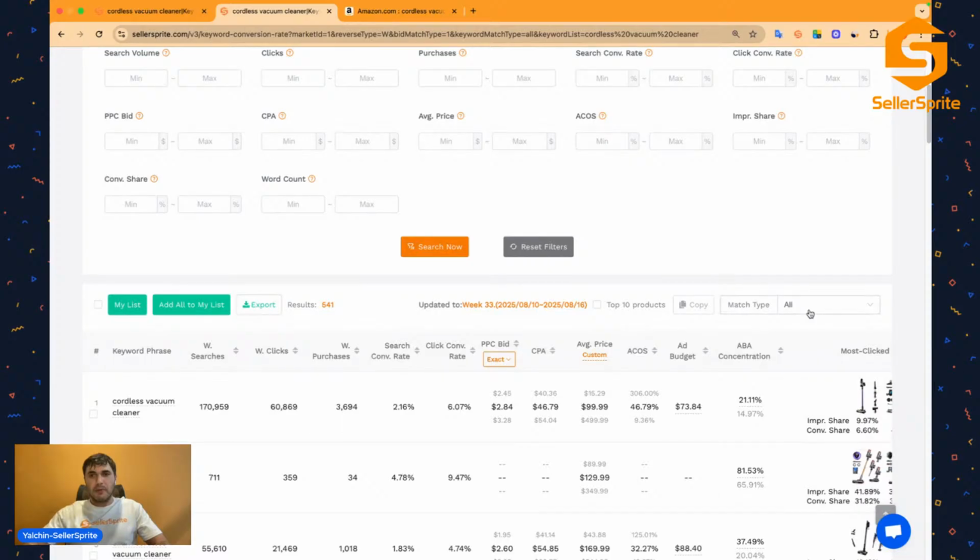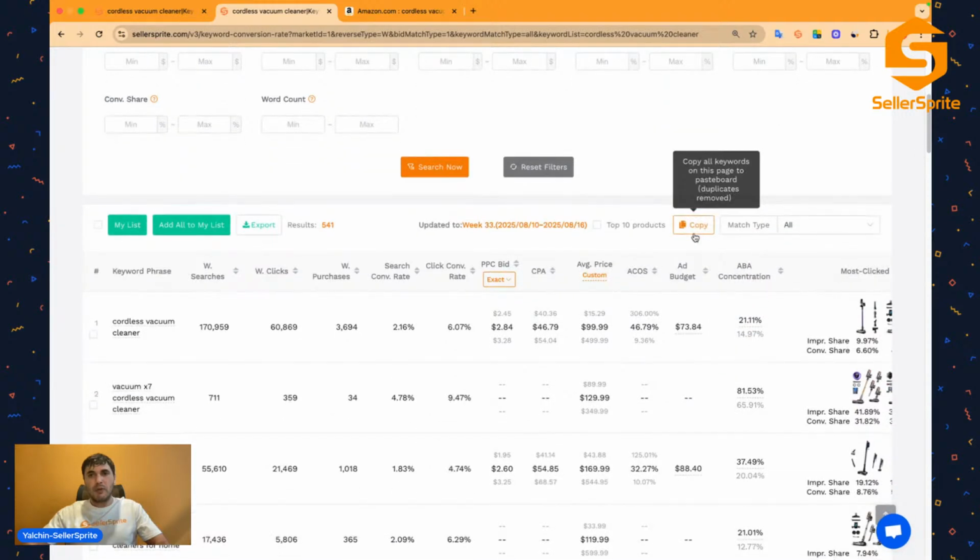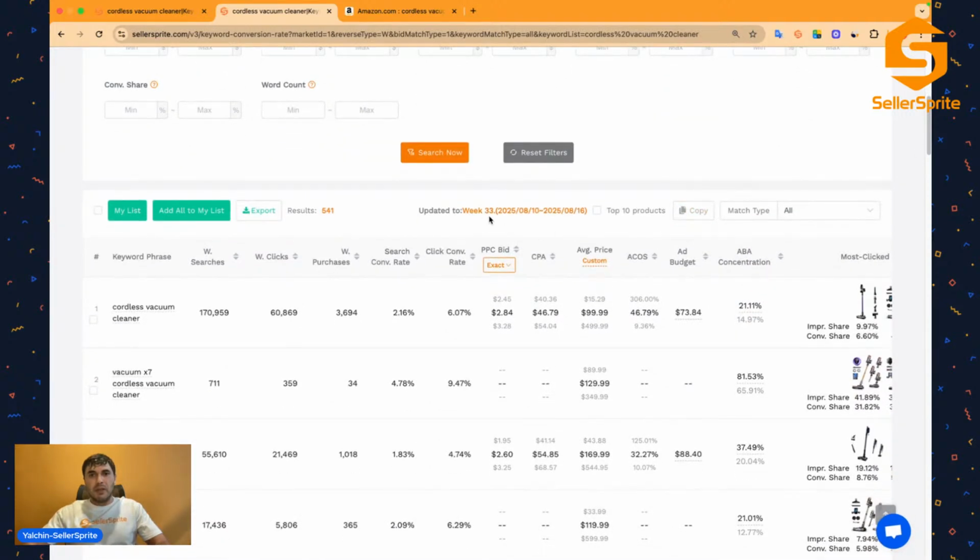Match type, from here we can select exact match, phrase match, broad match, same category filter, etc. It's very comprehensive. We can select from here to understand the PPC report. You see here this data shows the time frame, from August 10 to August 16.